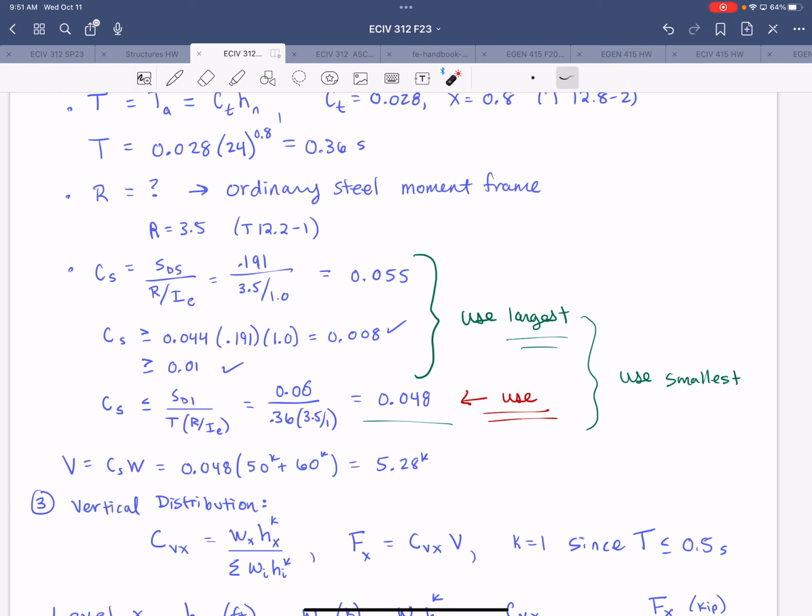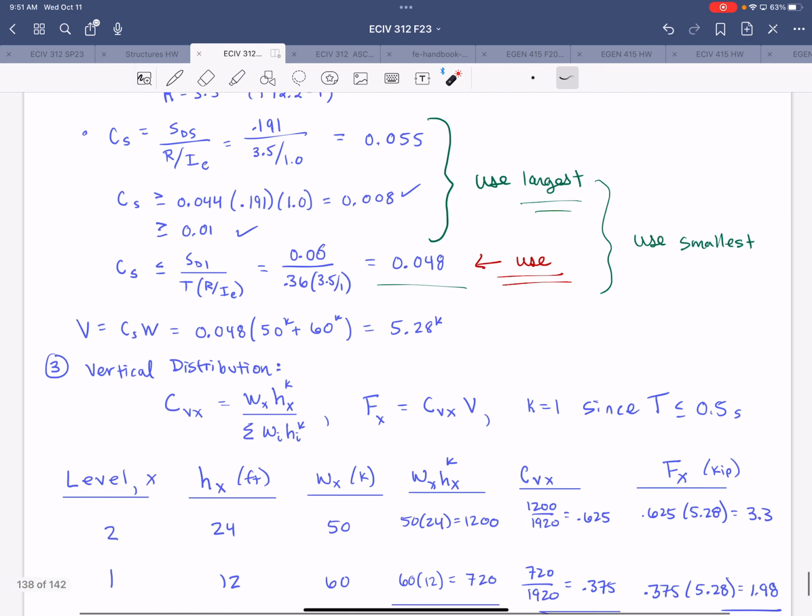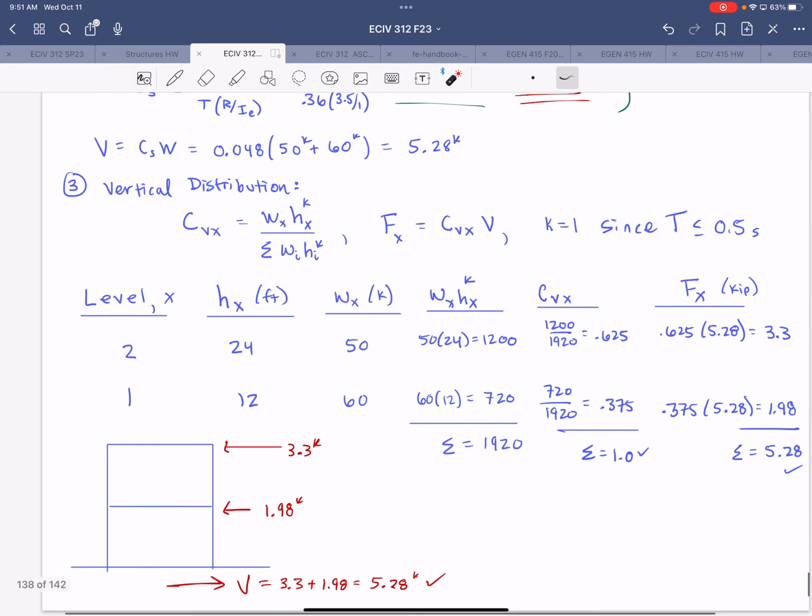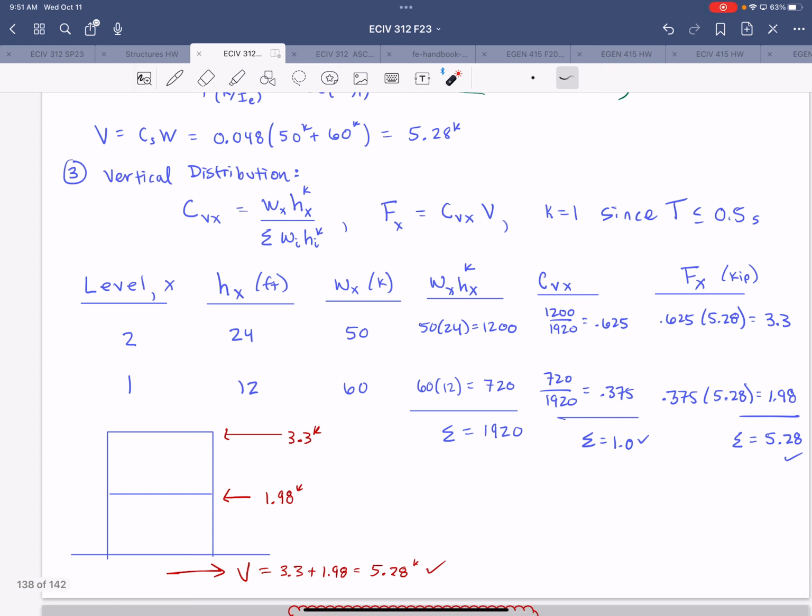Using the largest value of these three is a requirement because you can't go lower than these values. Using the smaller of these two is optional. So since we got an upper limit value that's smaller than what we calculated here, we want to use this value because it'll give us a smaller base shear, smaller forces to distribute above the base. And that helps us out with our design.